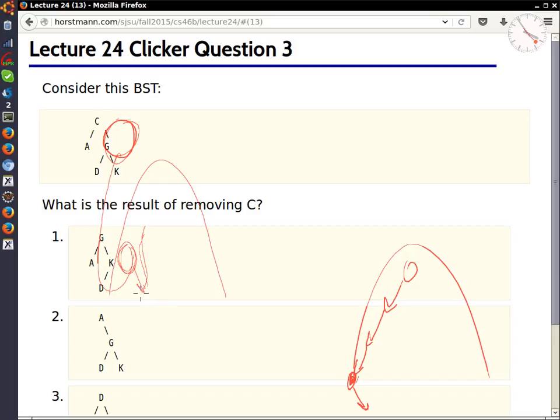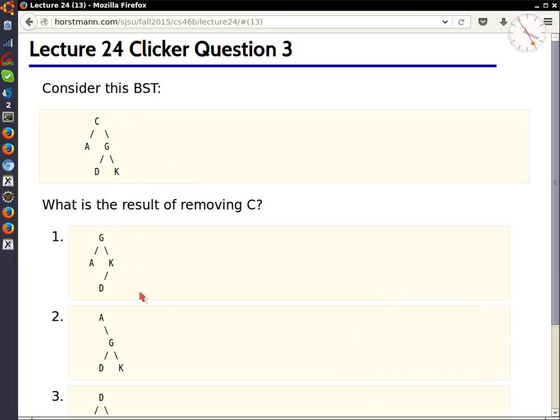So that's the most complex case. And do I have an example? I'm going to make you do an example. Yeah, so try this out. And here you have to remove C. Notice that C has 2 children, so you get to try this out.